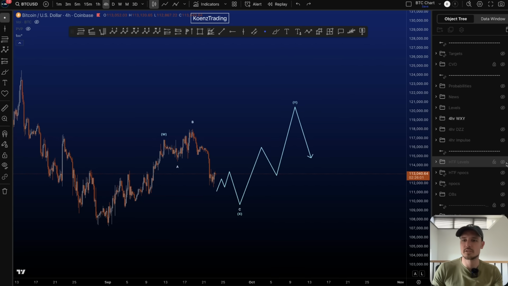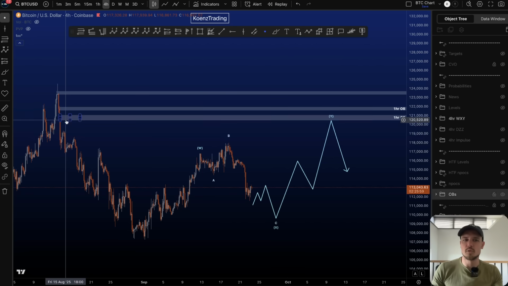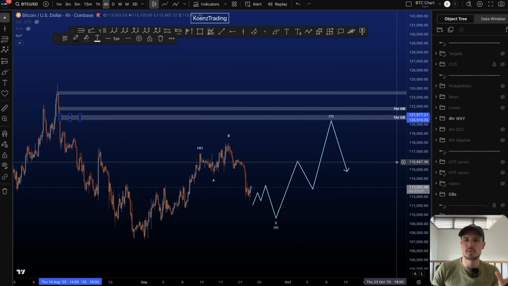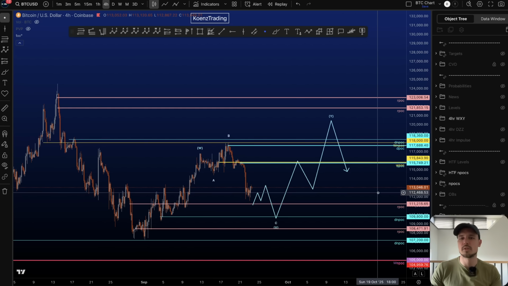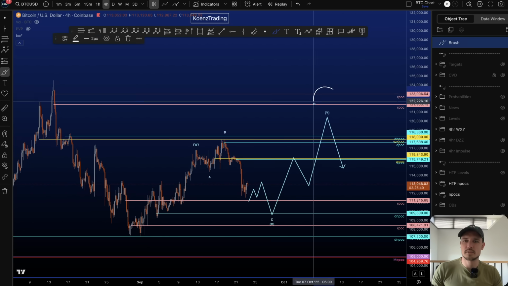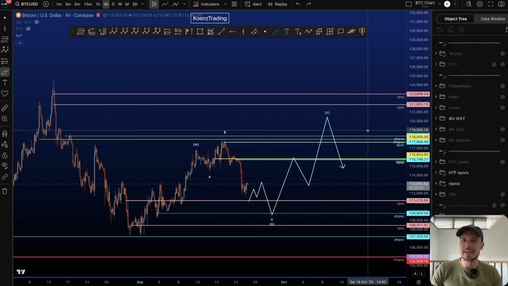Now, talking about areas of resistance, we do have some small order blocks here in this area, right? The lowest one around 120.5, 121. But looking at the horizontal areas of resistance and support, you can see that we have some resistance at 121.8, volume, a little range point of control.